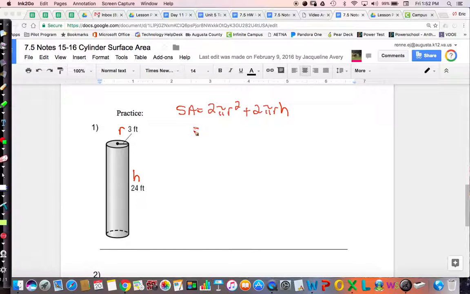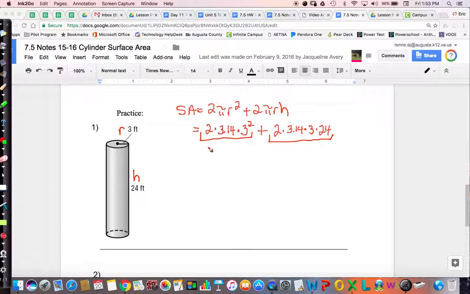So now I'm going to replace each symbol or letter in the formula. I'm going to start with 2 times pi, which is 3.14, times the radius squared. So I'm going to write 3 squared. And I'm going to bracket this off just like I did when I did the surface area of a rectangular prism. Now I'm going to do the 2 pi r h. So 2 times 3.14 times the radius, which is 3, times the height, which is 24. Once again, I'm going to put brackets around it.